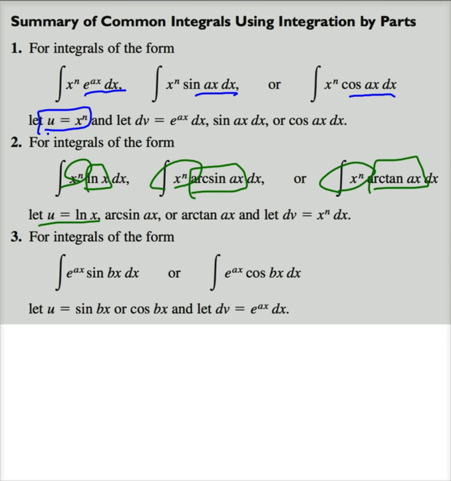Now, what do you do when you have the integral of e to the ax, sine bx, or cosine bx? Well, in this case, just go on and let u equal the trig function, and dv equal e to the ax dx. It won't go down to zero, but you will be able to do algebraic manipulation.